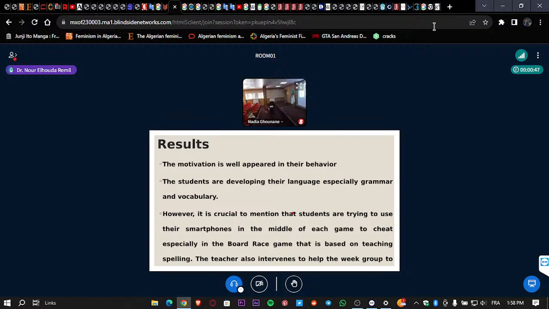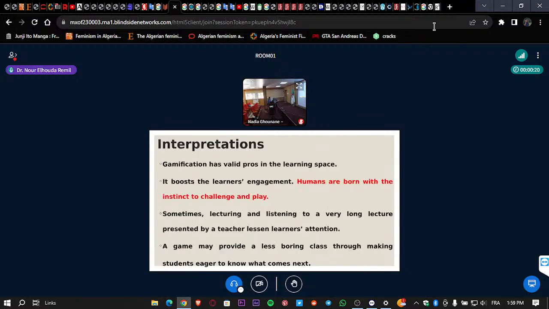However, it is crucial to mention that students are trying to use their smartphones in the middle of each game. This is something that we noticed in the observation research tool, because they wanted to win. Their sense of competition reveals how much they want to win, so they use their phones to cheat.